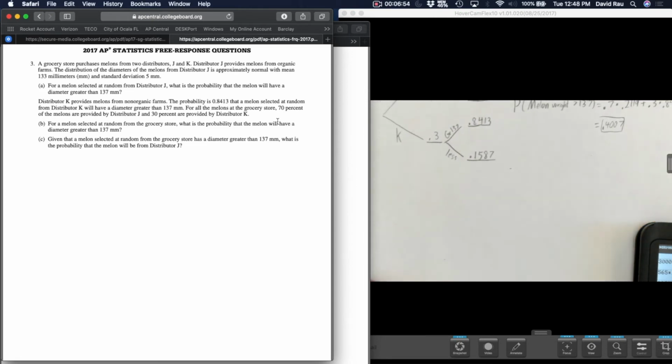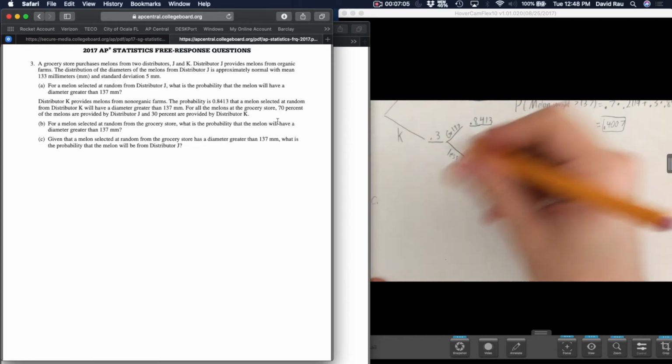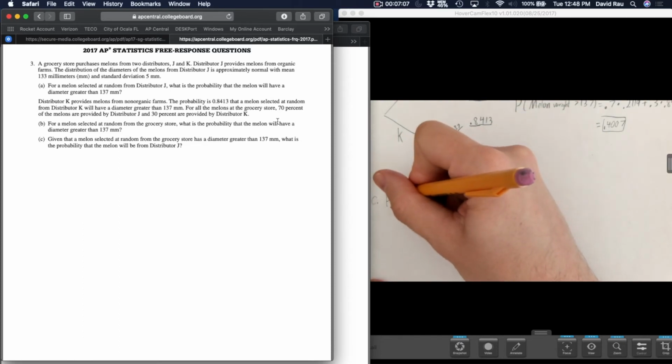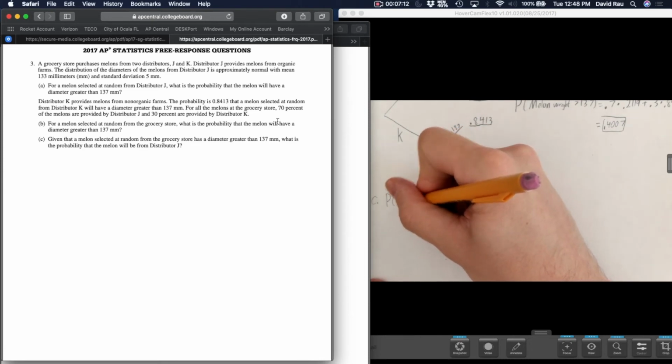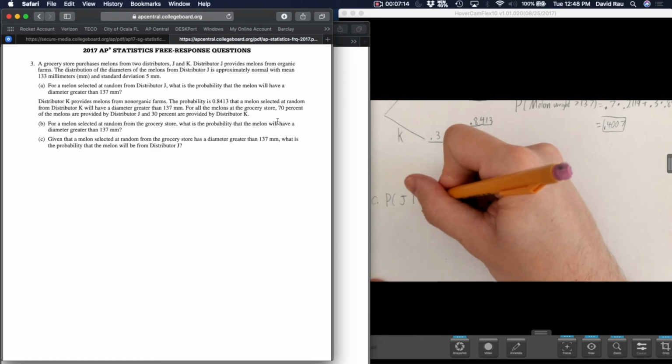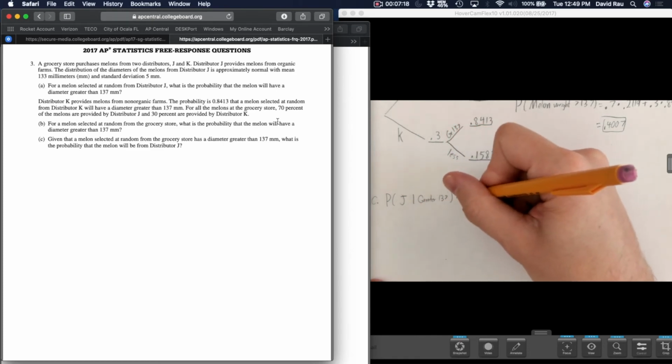Last but not least, part C. Ooh, it says given. Given that a melon has a diameter greater than 137, what's the probability that it was from distributor J? This is actually, to me, an easy question because let's write this out how it is. So it's J given, so say greater than 137.